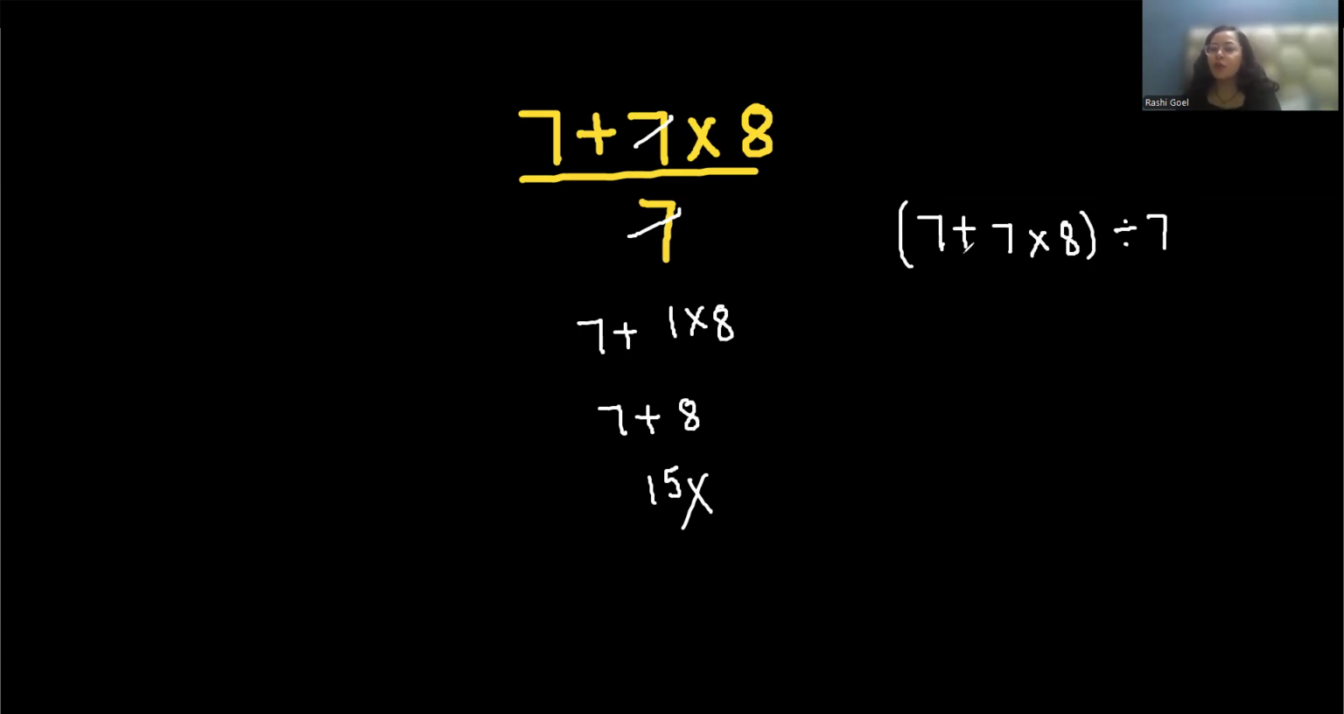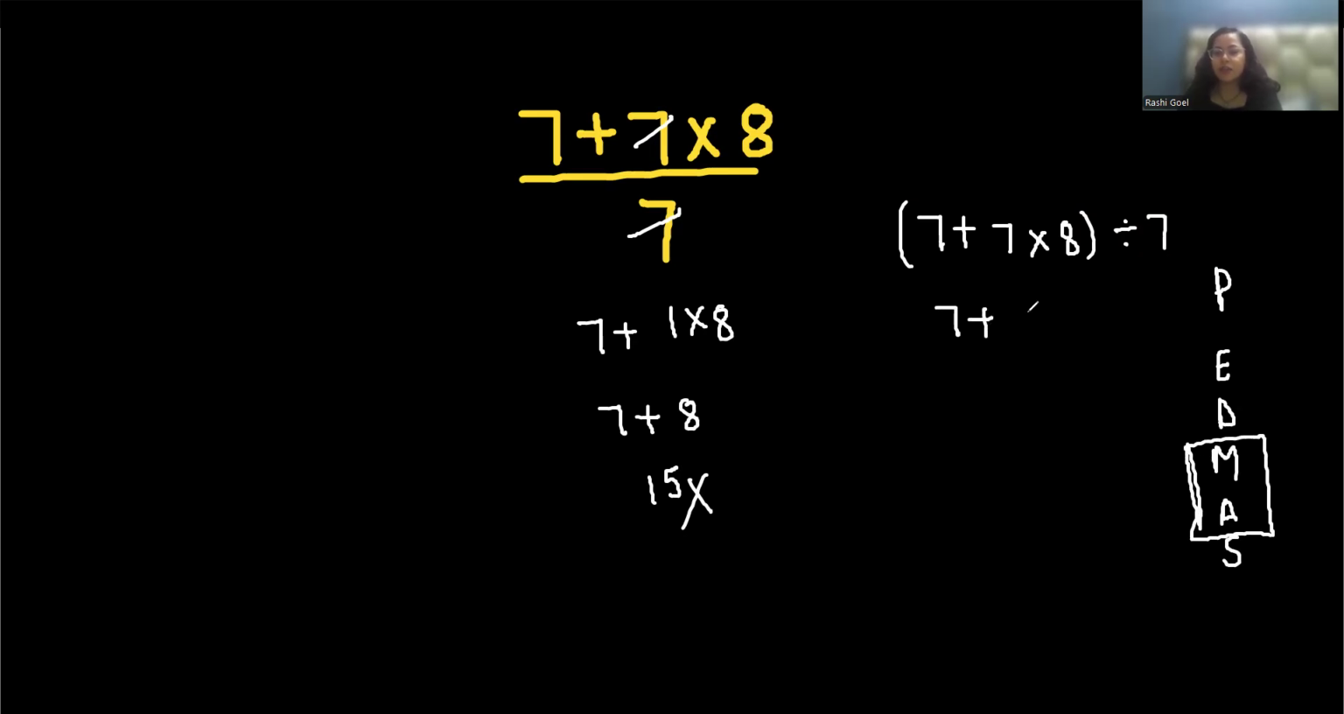Here you are given two operations, that is addition and multiplication. So I am going to use the PEMDAS rule, which helps to identify which operation you have to solve first. P stands for parenthesis, E stands for exponent, D stands for division, M stands for multiplication, A stands for addition, and S stands for subtraction. So between multiplication and addition, you have to give priority to multiplication.